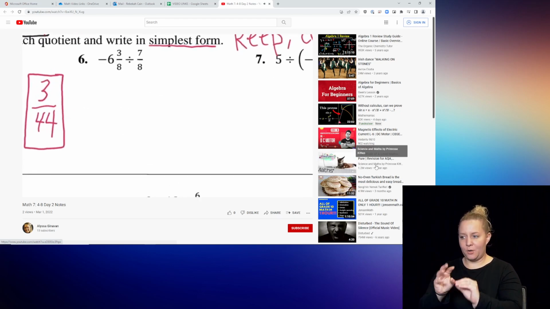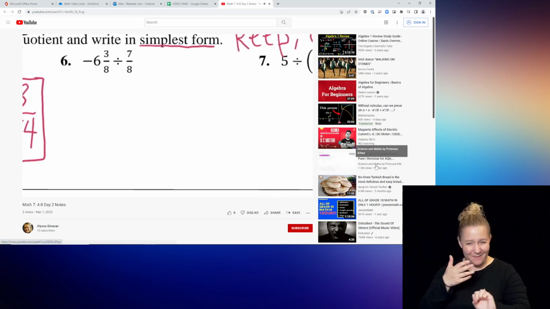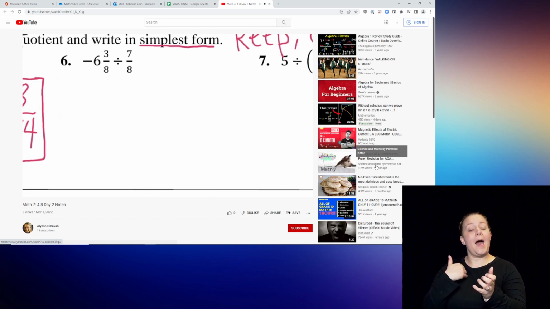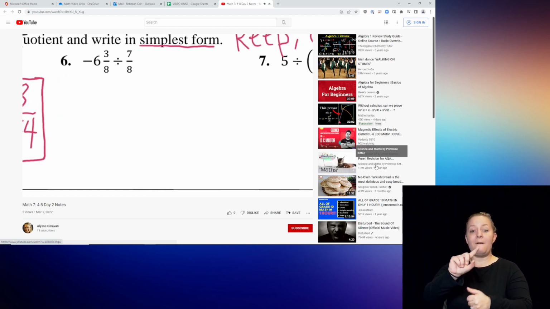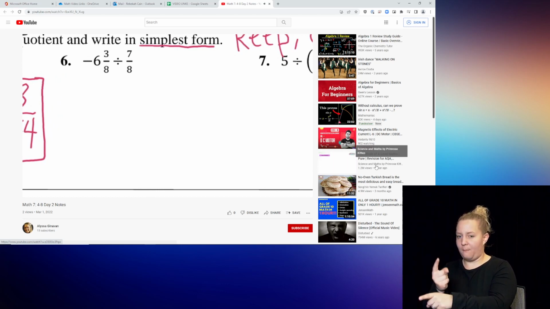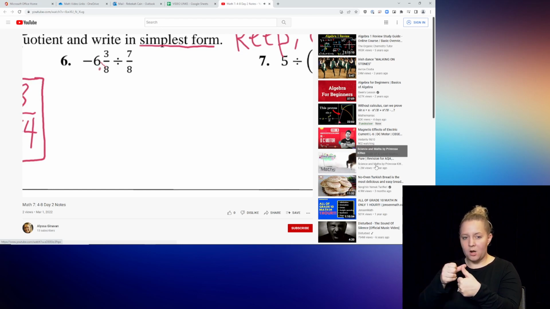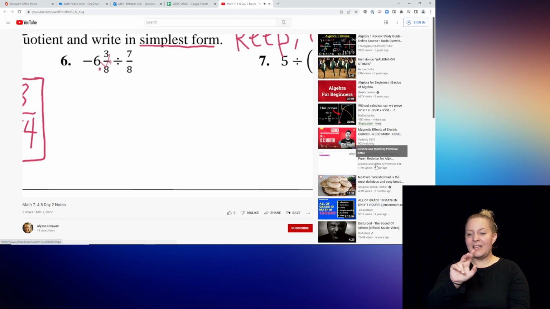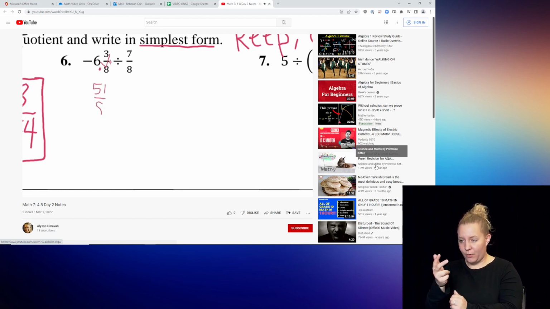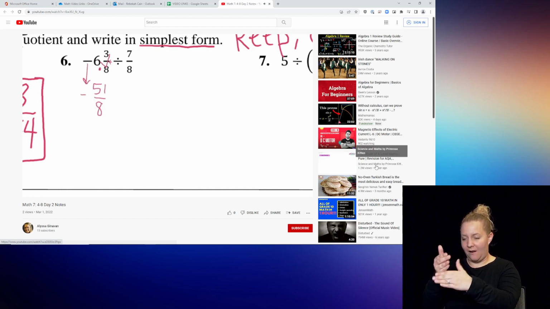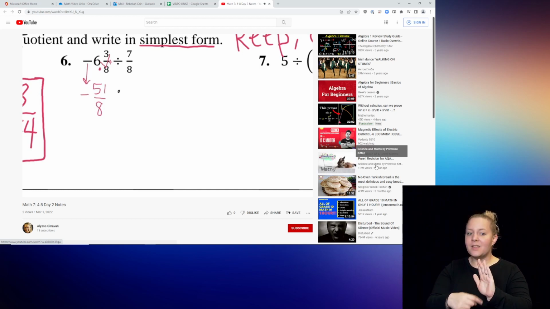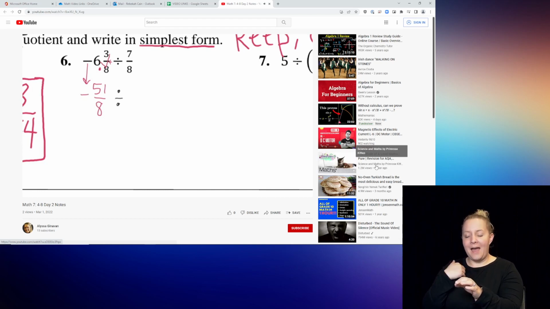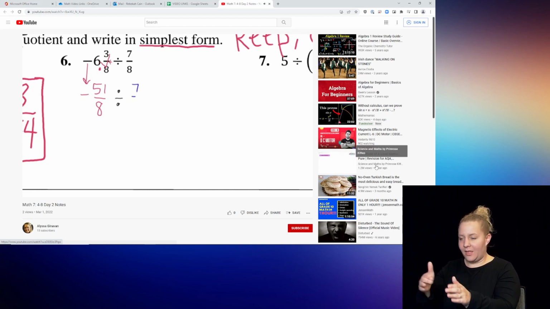I'm going to zoom in just so we can see a little bit better. Remember, whenever we have a mixed number, you first have to turn that mixed number into an improper fraction. Quick reminder, 6 times 8, and then we add 3. So 6 times 8 is 48, plus 3 more is 51, and that's over 8. Also, don't forget to bring down that negative symbol. Then we still have this division symbol, and then we have 7/8.